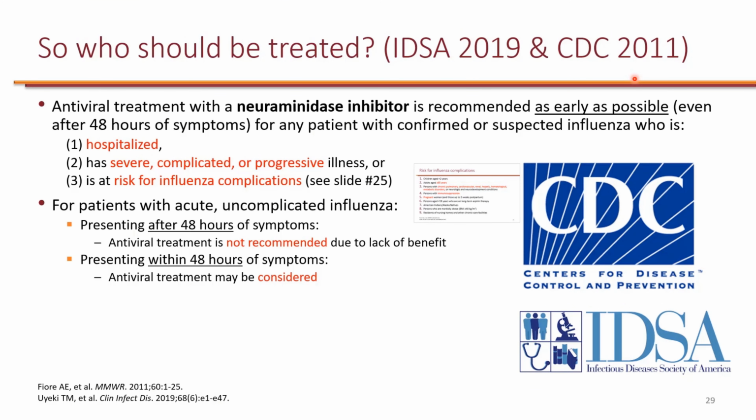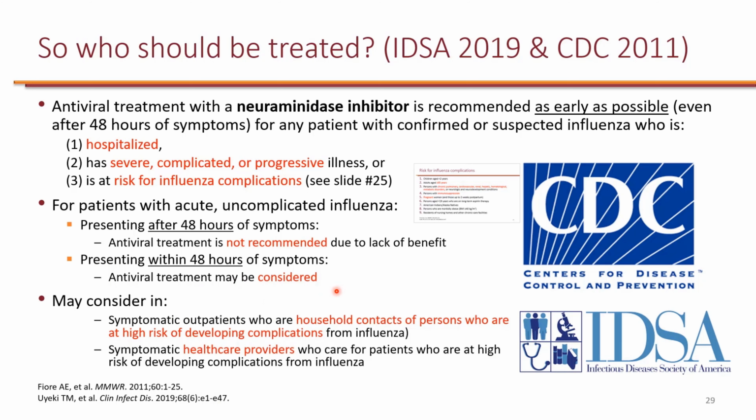Now, for patients with acute uncomplicated influenza, if they're presenting after 48 hours of symptoms, treatment is not recommended. For those who do present within the first 48 hours for acute uncomplicated influenza, antiviral treatment may be considered. So you don't have to give it to everyone, but it may be considered. And of course, it can also be considered in symptomatic outpatients who are household contacts of persons at high risk of developing complications from influenza, or symptomatic healthcare providers such as pharmacists who care for patients who are at high risk for developing complications from influenza.